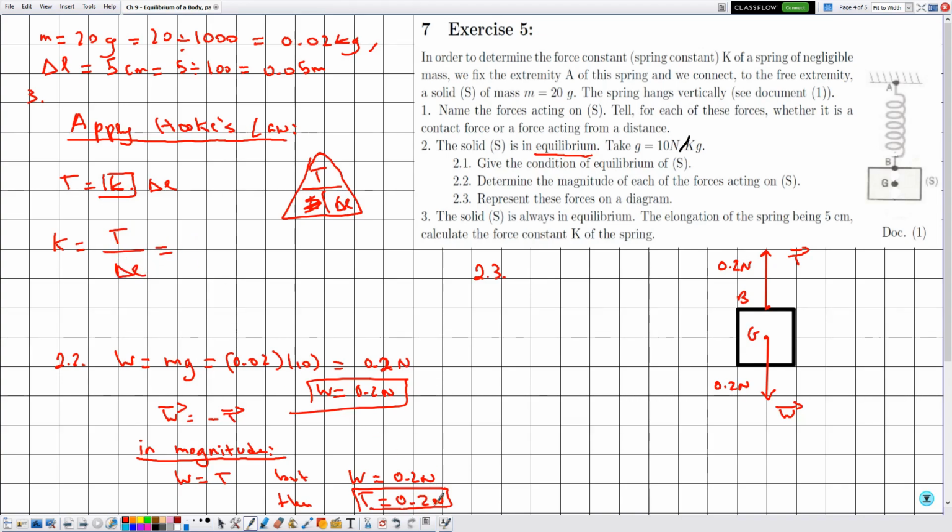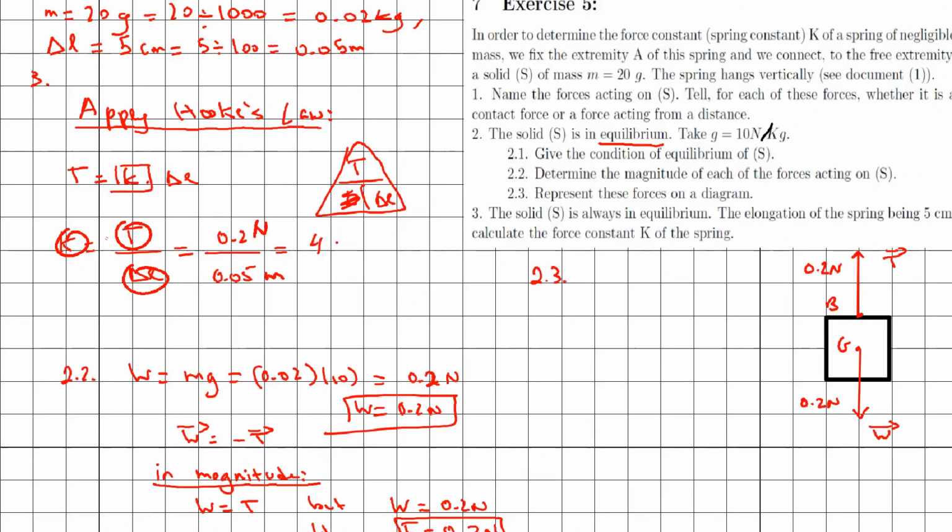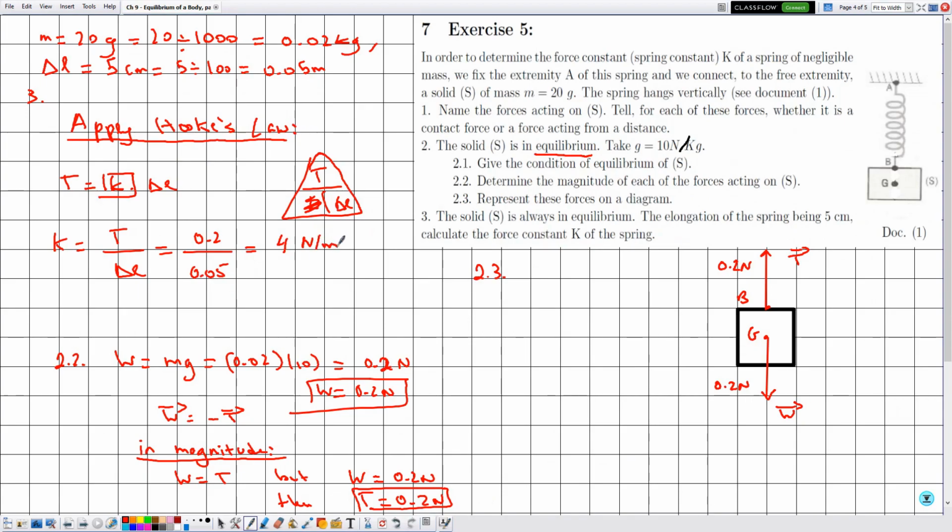The value of T is given by 0.2, and the value of delta L is given by 0.05. Plugging this fraction into the calculator, the value of K is given by 4. Since T and delta L are expressed in the SI units, Newton and meter, the value of K is given in Newton per meter. Then the value of K is 4 newtons per meter.